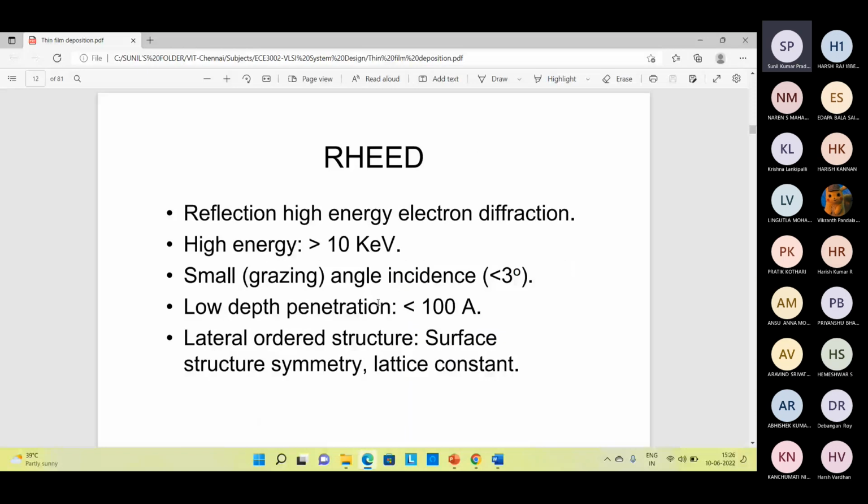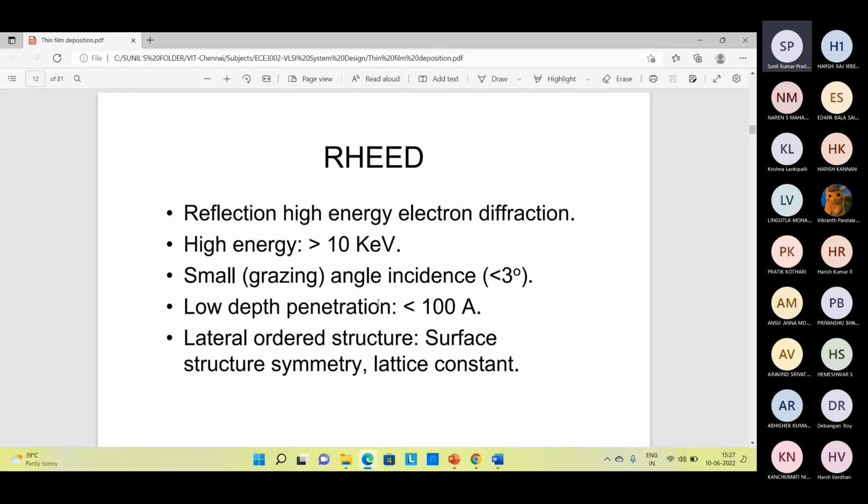Now this is RHEED, that is, we call it reflection high energy electron diffraction. In this process we can know what thickness the two-dimensional material is deposited onto the substrate. This high energy electron beam is associated with molecular beam epitaxy. The high energy is more than 10 kilo electron volts, so up to greater than 10 keV we can achieve in this process.